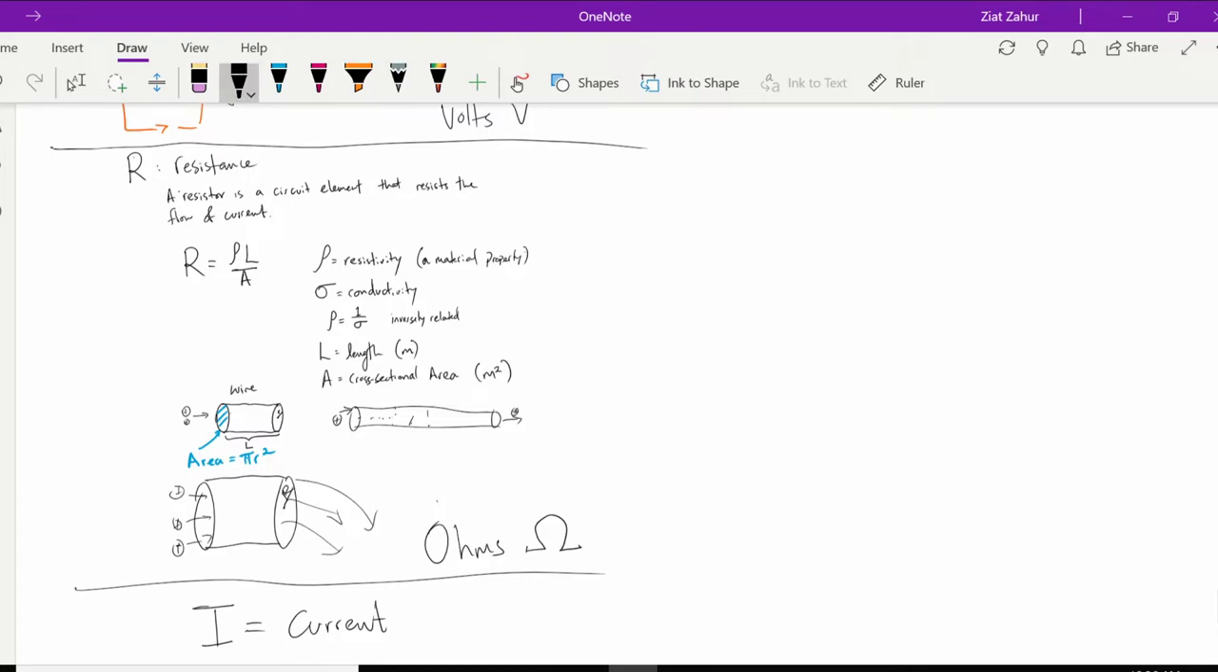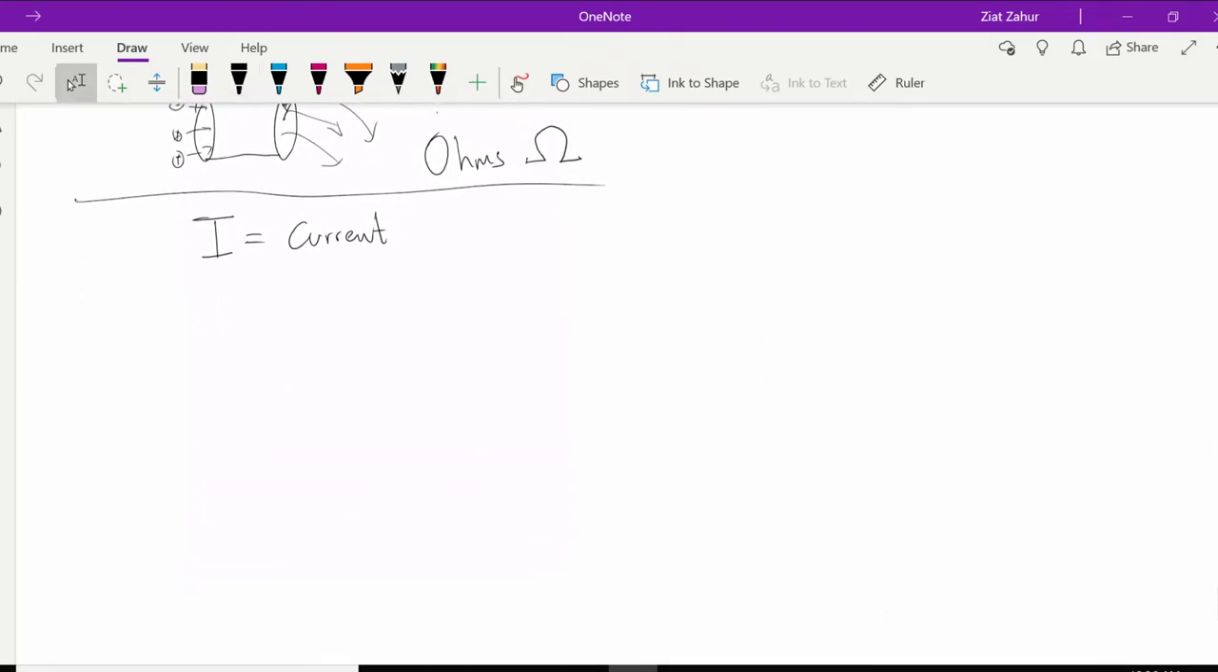If you use the equation, you can figure out what the units for resistivity would be. Notice how you have omega on the left side, and you have L over A. L is in meters, and A is in meters squared. So we have resistivity over meters equals omega. So resistivity must be in ohm meters, ohm times meters. And we don't really use conductivity in AP1, but if you do, remember, it's inversely related to resistivity.